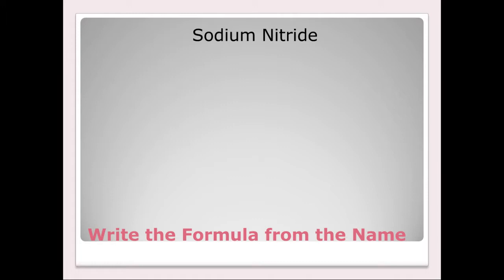So sodium has an oxidation number of +1. Nitride has an oxidation number of -3. If we do our crisscross, that tells us we have Na3N. Remember, we don't have to write the 1 that's implied, and we absolutely cannot write positives or negatives in our subscripts. We don't need signs.